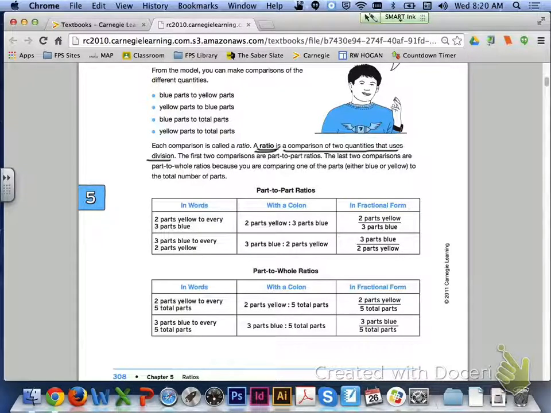The first 2 comparisons are part-to-part ratios. We see those 2 listed there. Those are the part-to-part ratios. And the last 2 comparisons are part-to-whole ratios because you are comparing one of the parts, either the blue or the yellow, to the total number of parts.